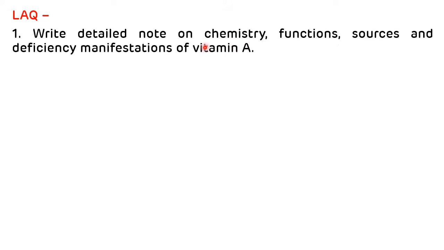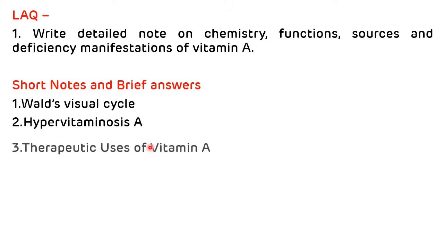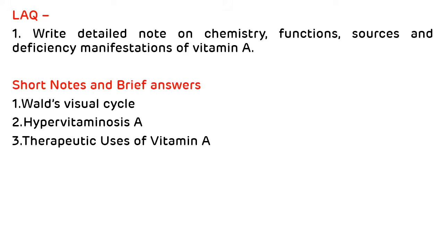Before going into detail of vitamin A, first let's see what are the various types of questions that can be asked in theoretical exams from this particular topic. The first one is the long answer question, like write a detailed note on chemistry, functions, sources and deficiency manifestation of vitamin A. Then short notes and brief answers like Wald's visual cycle, hypervitaminosis A, and therapeutic uses of vitamin A.